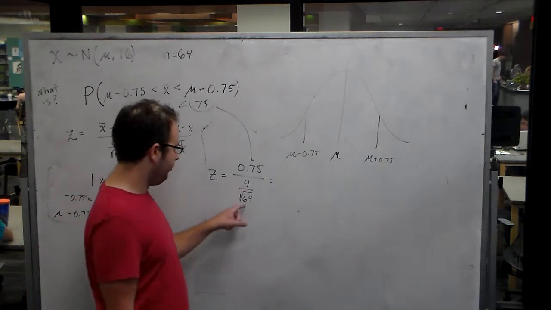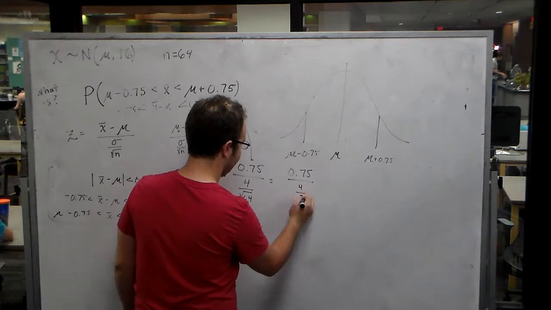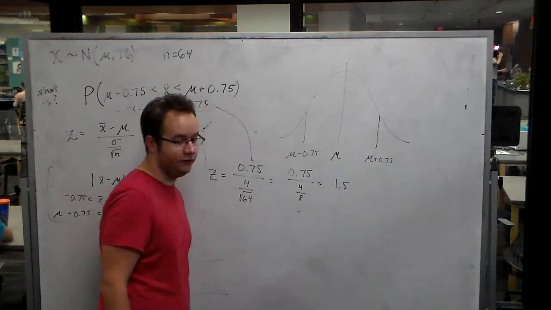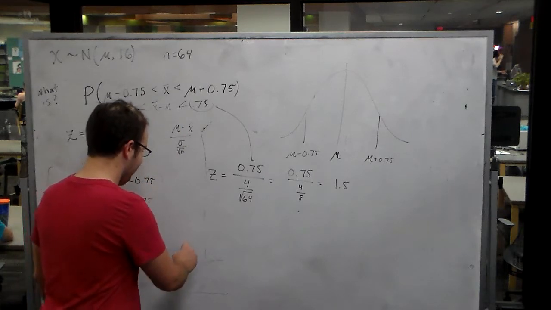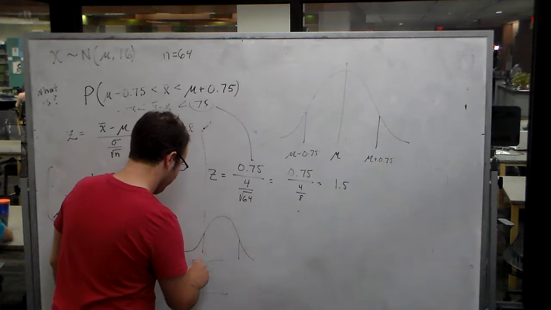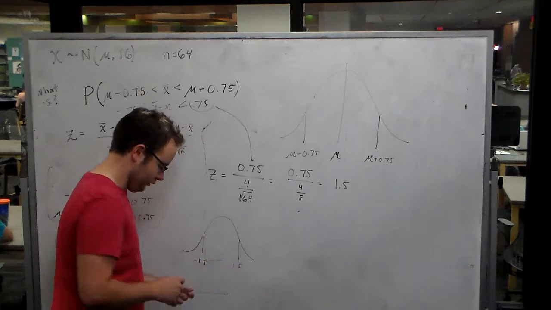Okay, so 4 over the square root of 64, we have 0.75 over 4 over 8. 4/8 is 1/2, but to divide by 1/2 is to multiply by 2. So this corresponds to a z-score of 1.5. At which point, you either use a calculator or you use the table to figure out where negative 1.5 and 1.5 correspond to on the normal curve.